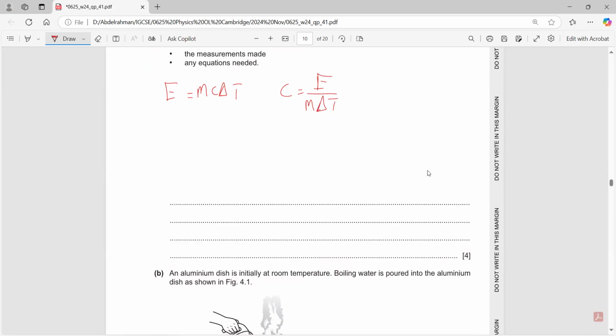I need to think about several things. First of all, how can I find the mass? Well, the mass using the balance. So using a balance, find the mass m of the block. Okay, first point. Second point, how can I find the energy supplied? Delta T, we will use a thermometer now, but how can I find the energy supplied to a block of aluminum?